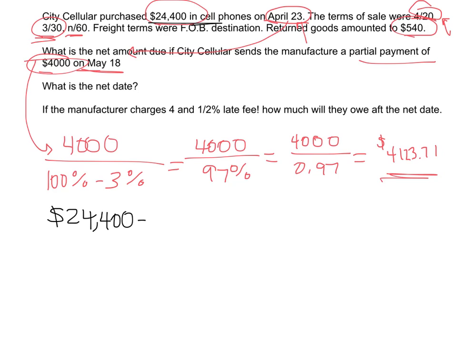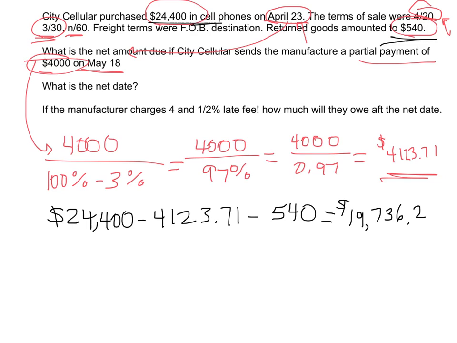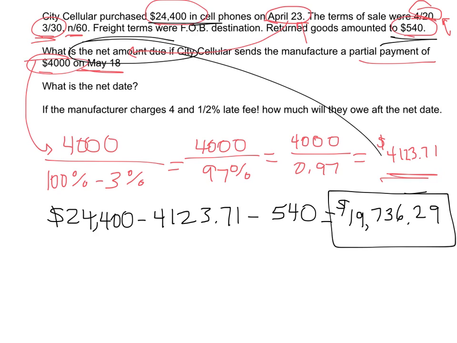What you do with this is now you take the amount purchased, which was $24,400. You subtract this partial payment of $4,123.71, and then also had some return goods of the $540. So if I put all this in my calculator, minus 540, I get $19,736.29. So that would be the net amount due for the first part. The second part says, what is the net date? Well, the net date is based off of this net 60, so that's part A.